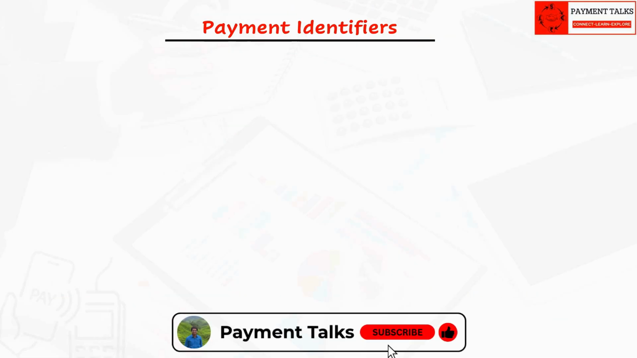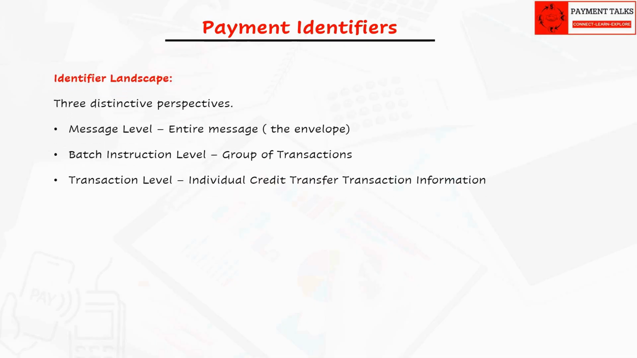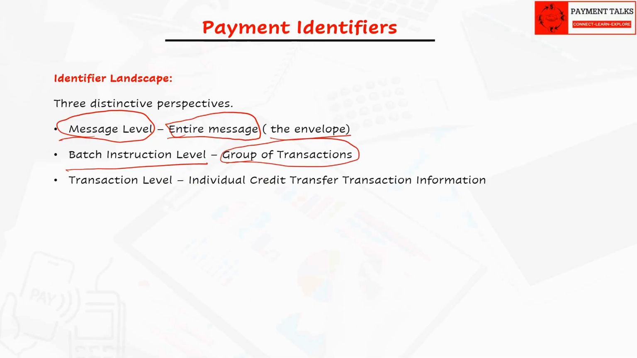Before going field by field, it helps to understand the three distinct perspectives that identifiers serve. Message level uniquely identifies the ISO 20022 message itself, the envelope. Batch instruction level uniquely identifies a group of transactions or a single payment instruction within a message. Transaction level uniquely identifies one individual credit transfer from origin to final destination. Each level has its own identifier, and some identifiers are designed to survive the entire journey, from the corporate who initiated it to the bank at the far end of the world.